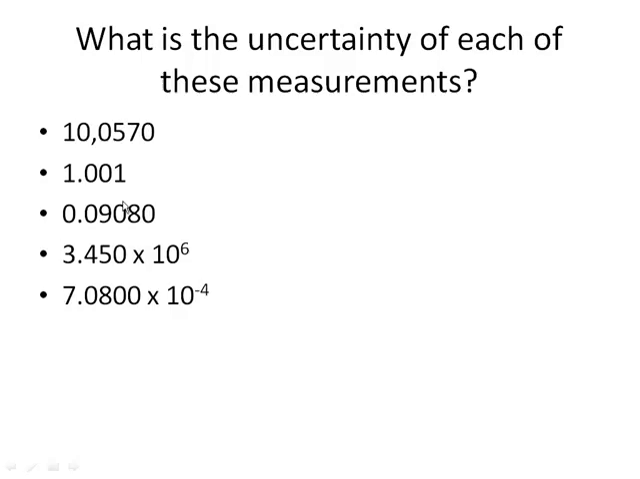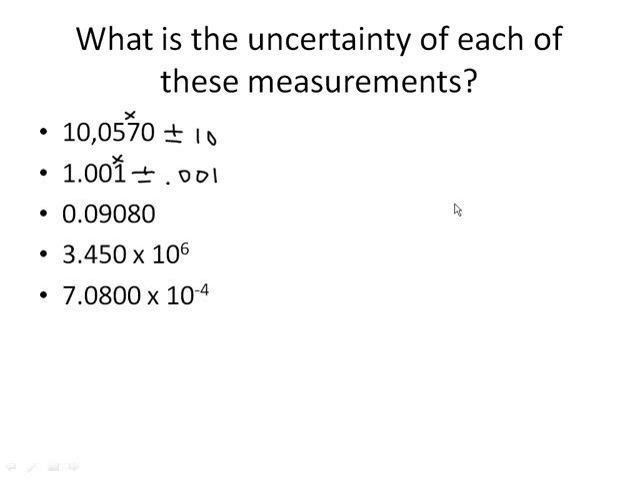So when we look at 10,570, we said that the last significant digit, we just walked through this in the previous slide, is the 7, which tells us that the uncertainty is located in the 10 spot. So when I'm asked what is the uncertainty of 10,570, the uncertainty is plus or minus 10. 1.001, my last significant figure, is also, in this case, my last digit. So the uncertainty is located in the last digit, and I see that it's 1, 2, 3 spots out from the decimal point, so it's 0.001 for my uncertainty.